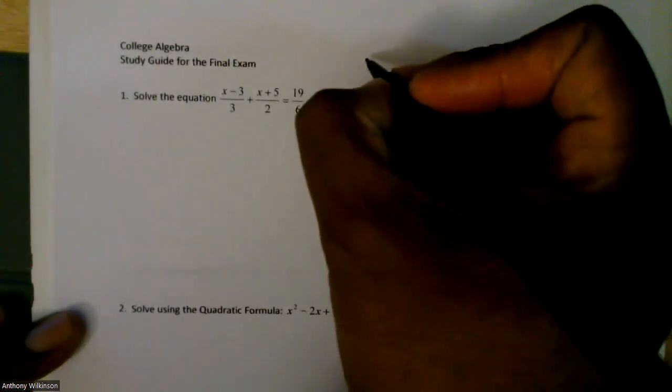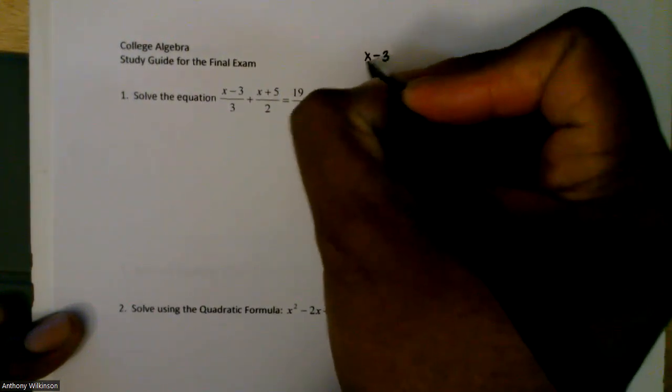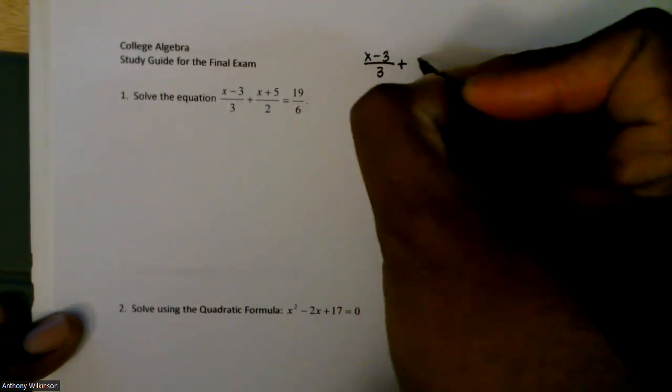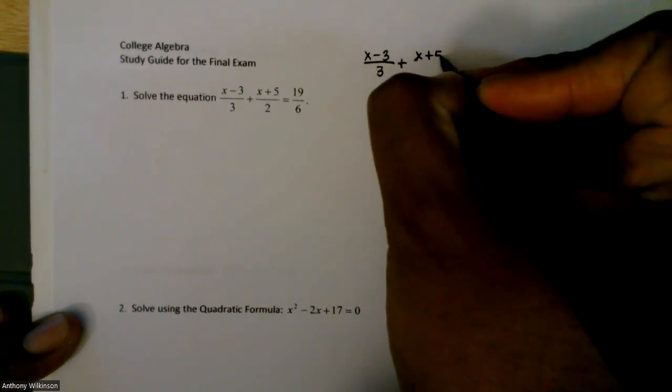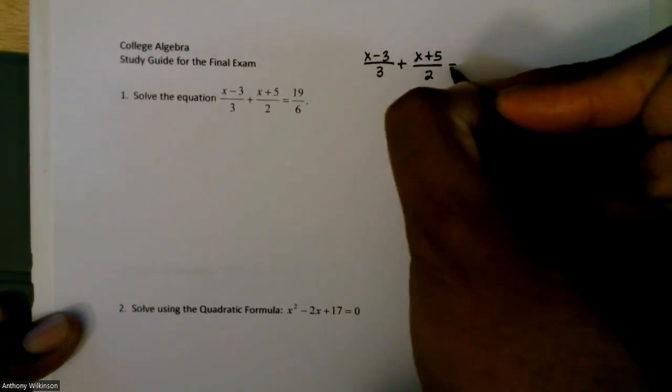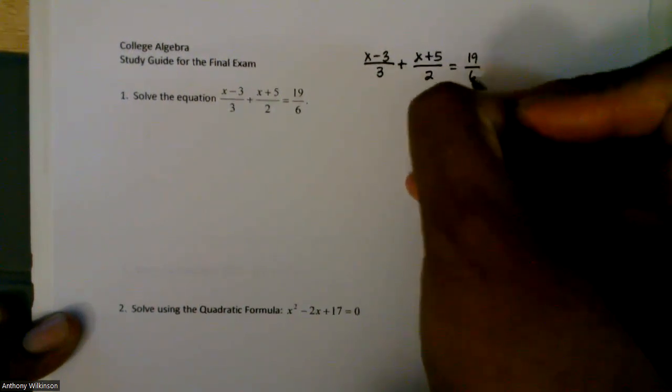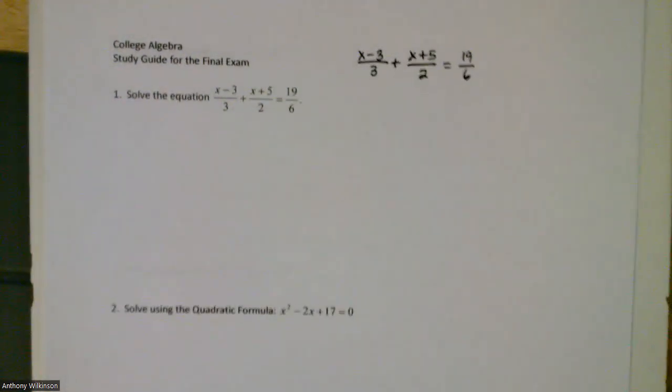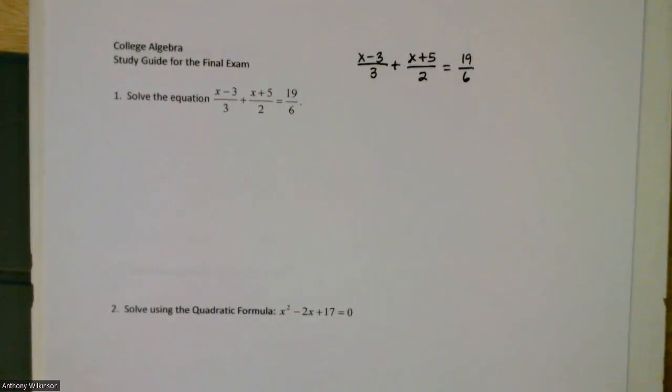In problem number 1, I'm going to solve the equation (x minus 3) divided by 3 plus (x plus 5) divided by 2 is equal to 19 divided by 6. And since the space is kind of limited, let me go ahead and write the equation up here. All right, now notice that the denominators are different.